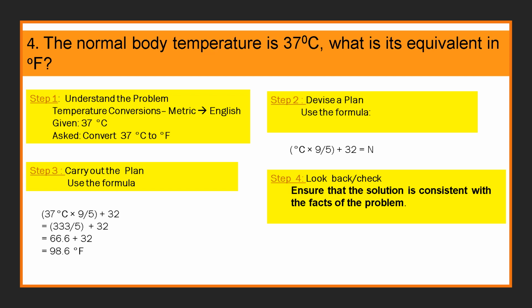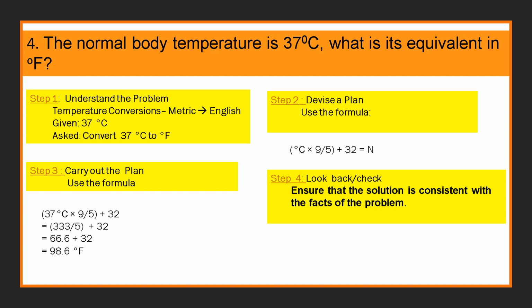Using the formula, that is equal to 37 degrees Celsius times 9 over 5, that is equal to 333 over 5, quantity plus 32. 333 divided by 5 is equal to 66.6, plus 32 is equal to 98.6 degrees Fahrenheit.